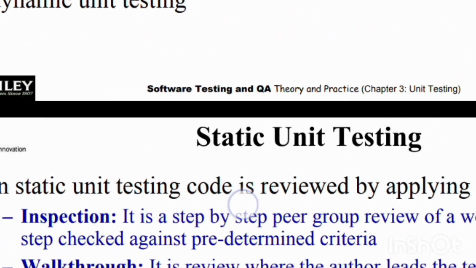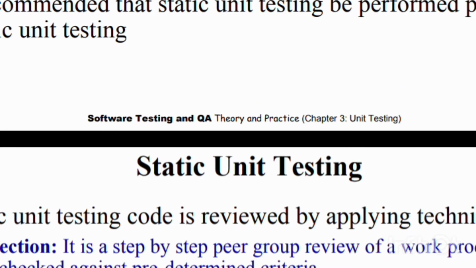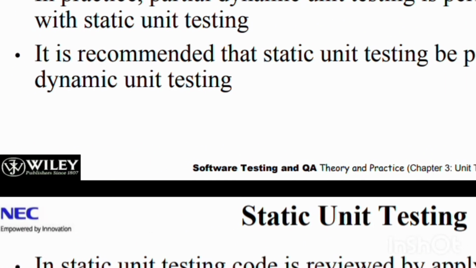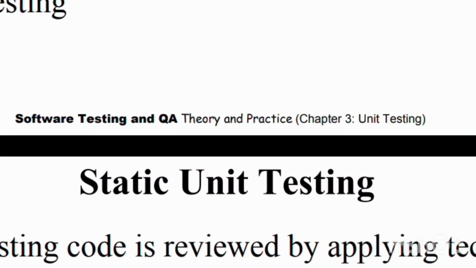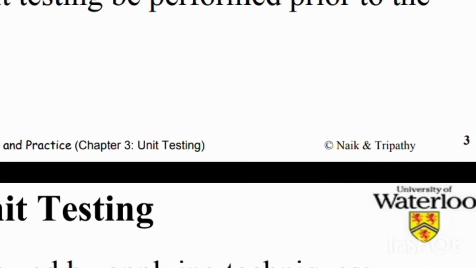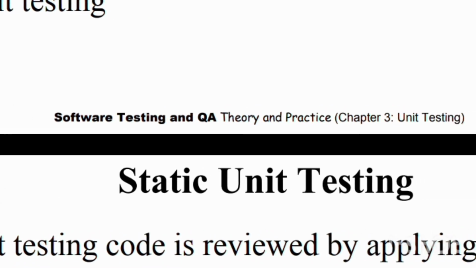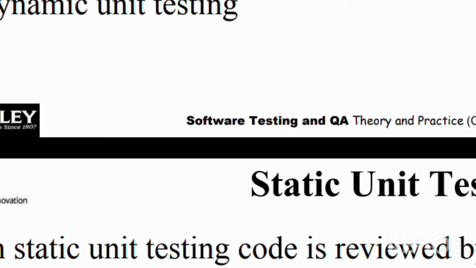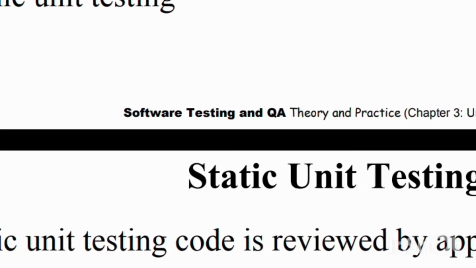So, in detail about static unit testing. In static unit testing, code is reviewed by applying techniques. Inspection and walkthroughs are the two techniques we use in static unit testing. Inspection is a step-by-step peer group review of a work product, with each step checked against predetermined criteria.